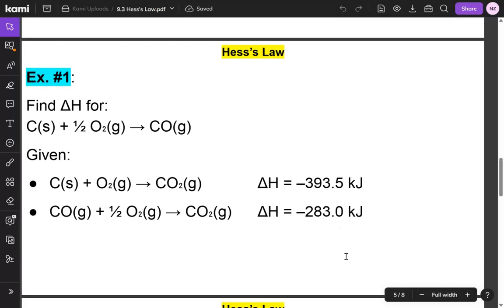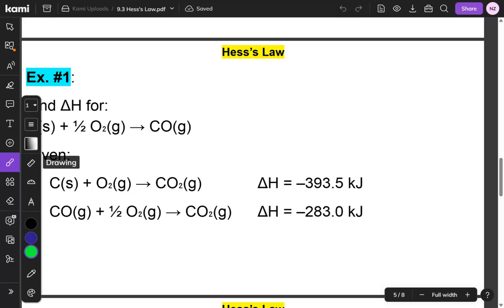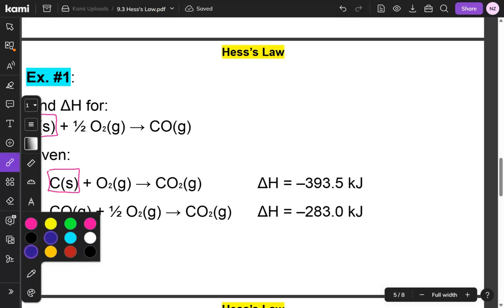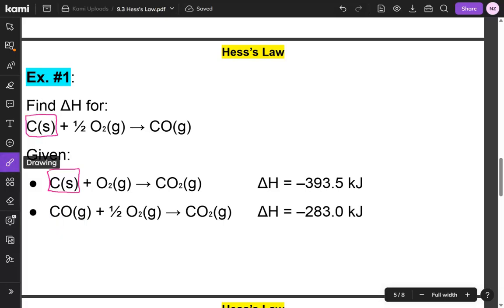Okay, so here's an example of Hess's Law. It says find delta H for the reaction, and we are given 2 reactions and 2 delta H values. So the first thing that you're going to want to do when you're working a Hess's Law problem is to look at what you have. So, for example, in our given reaction, we have carbon. Carbon is in the first reaction, and it's listed as a reactant. So I don't want to flip the first reaction because there's no other way to get carbon on that side.